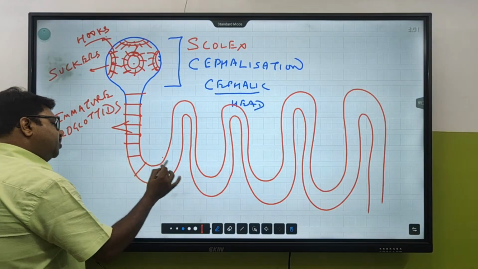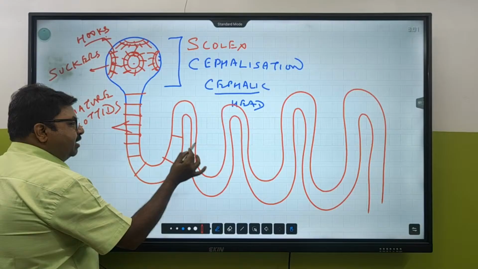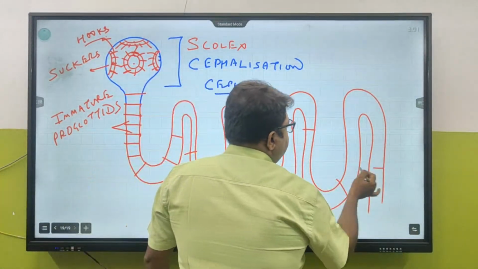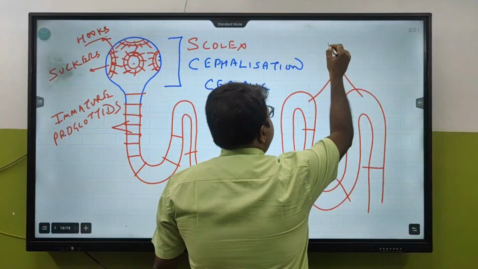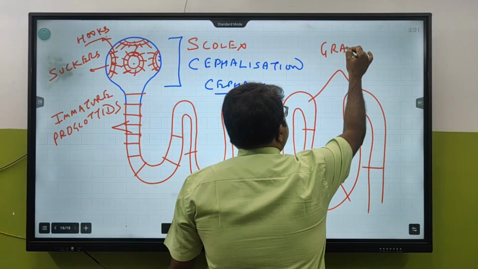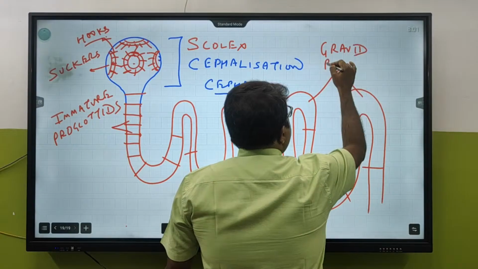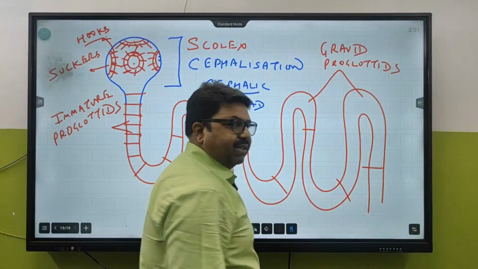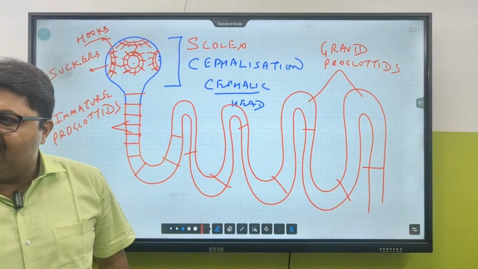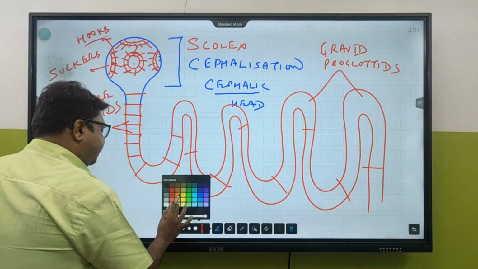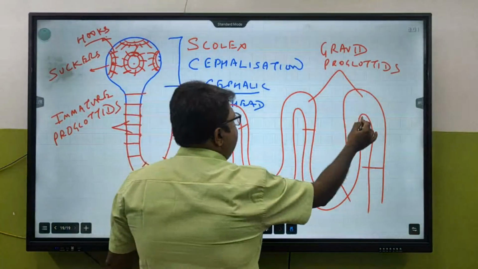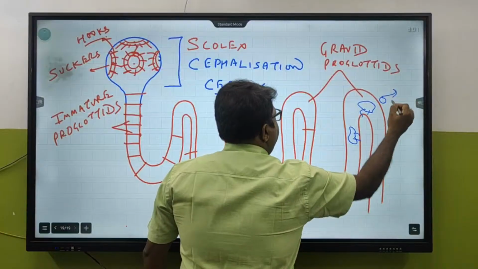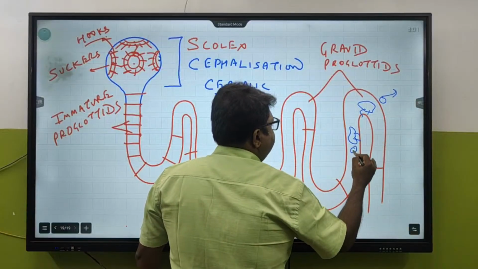But the moment you go a little further, the next portion of the body has bigger segments, and these are called gravid proglottids. They are the mature ones. In some gravid proglottids, they have testis and ovary. Say this is the testis and this is the ovary. This is the male part and this is the female part.